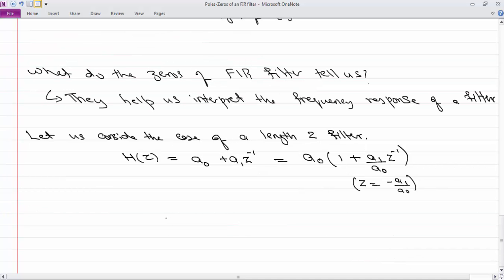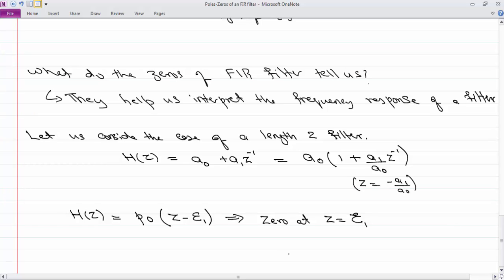So in general, if I have a length 2 filter, I'll now write it in a simpler form. If I know the roots of the polynomial, we can write them in factor form. I'll just write it now as h of z is equal to p0, some number, times z minus zeta 1. Okay. So this means that I have a 0 at z equal to zeta 1, right?